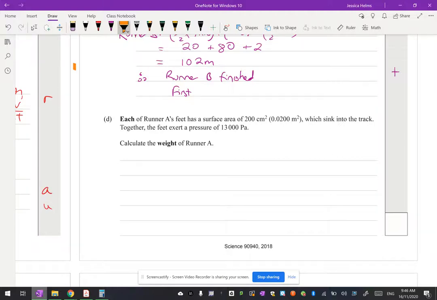All right, question 1, part D. Each of runner A's feet has a surface area of 200 centimeters squared or 0.02 meters squared, which sinks into the track. Together, the feet exert a pressure of 13,000 pascals. Calculate the weight of runner A.